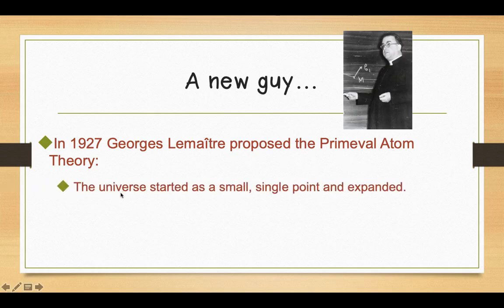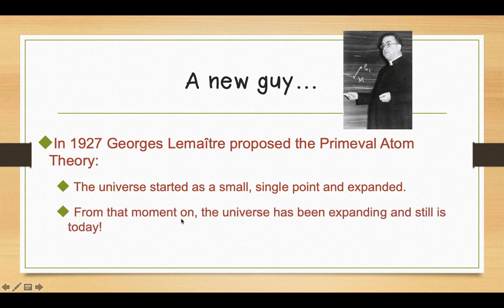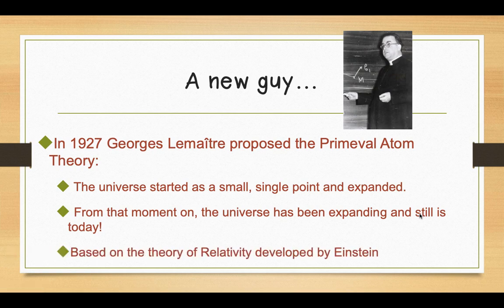His theory says that the universe started as a small single point and expanded. From that moment on, when the universe was a small single point, the universe has been expanding and is still expanding. And his work is really based on the theory of relativity. So I'm giving weight or support to Lemaitre's idea because it's based upon the work of Einstein, who is an established scientist that we have heard of.